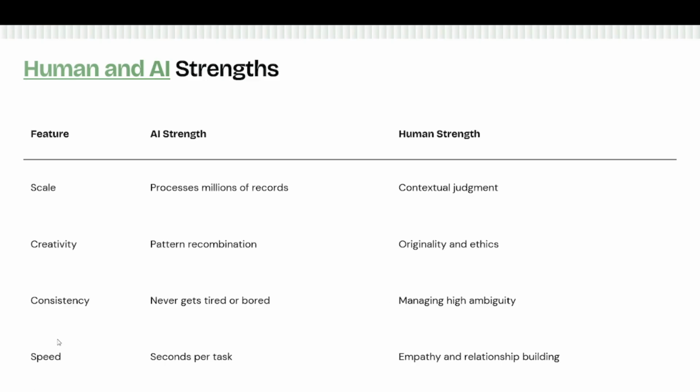That's just it. Speed, seconds per task. So agents can work with minimal latency. They can perform and achieve a task and deliver the results, while humans are empathetic and relationship building. So humans can build relationships.